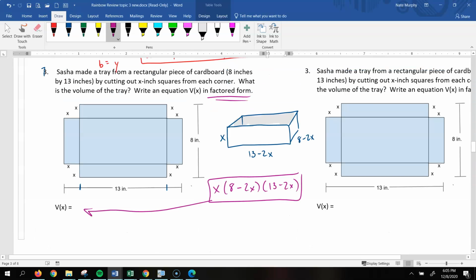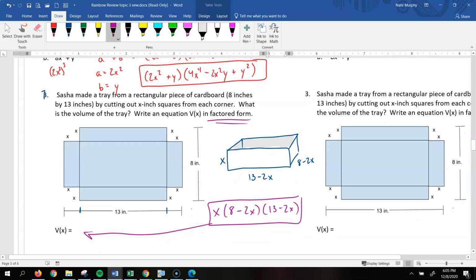All right, so that is the gold section. So hopefully that answers the questions that you had from there. Otherwise, you can move on now to the yellow section.